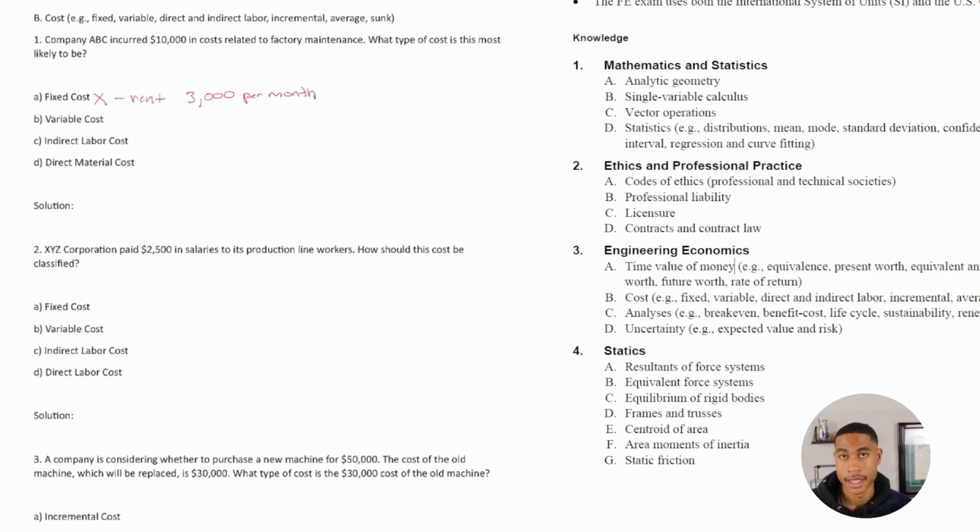Let's say your factory is making prescriptions, and you decide that you're only making 100 prescriptions in the first month, and then the next month you make 1,000 prescriptions. Either way, you're going to have that fixed cost to make sure that you pay the rent each month for $3,000 a month. So that's a fixed cost. It's not varying.